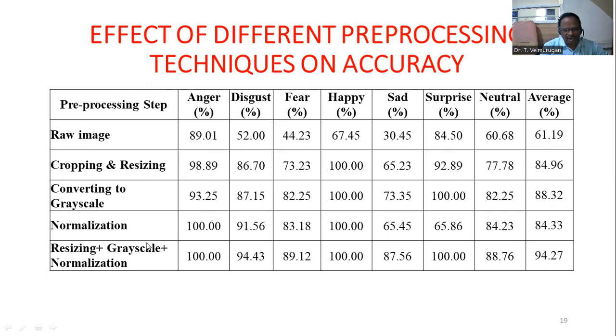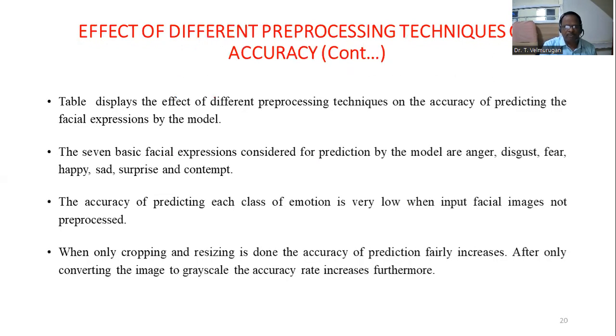So this last row is the proposed method. In this proposed method, resizing, grayscale, and normalization, all three methods, are combined into one method. And the results yielded by this proposed method are very high compared to the other methods: 100% for anger, 100% for happy, 100% for surprise, and 94.27 and 94.43. You can see here very easily what percentage of accuracy is yielded by this proposed method.